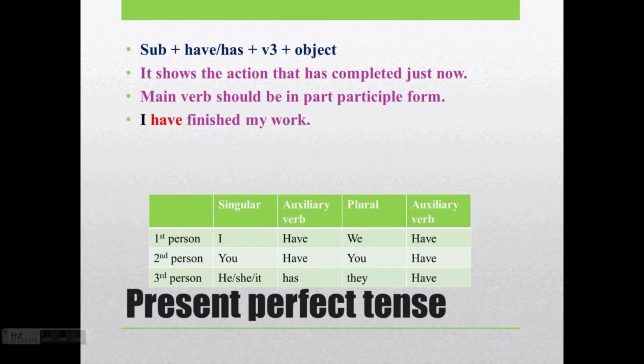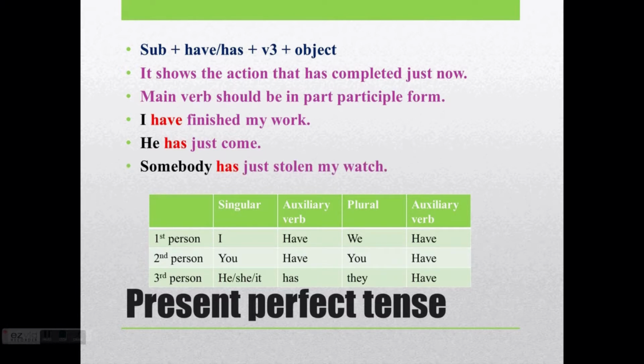So let's take examples. I have finished my work. As I said, we should use have for I. This sentence shows that the action has just completed now. So this is called present perfect tense. Let's take another example. He has just come. He is a singular subject, so we used has. Somebody has just stolen my watch.